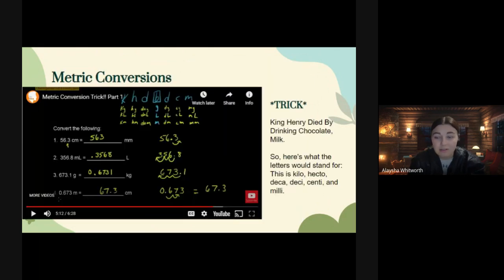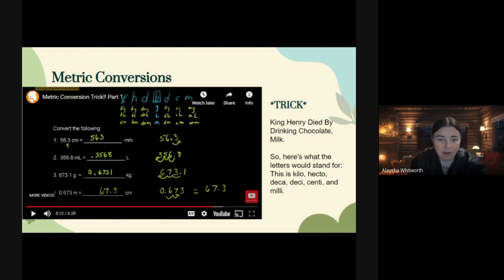Metric conversions, you do have a problem or two that are asking you to convert things. Remember in this video in the lesson, there was a trick. So King Henry died by drinking chocolate milk. So the letters K, so that would be kilo, H, hecto, deca, deci, centi, and milli, depending on where you're at. So for example, on number 1, 56.3 centimeters, it's centimeters. So you go over to the C, second to the right. And then in order to get millimeters is the next one to the right, you're just going to move the decimal 1 place to the right.